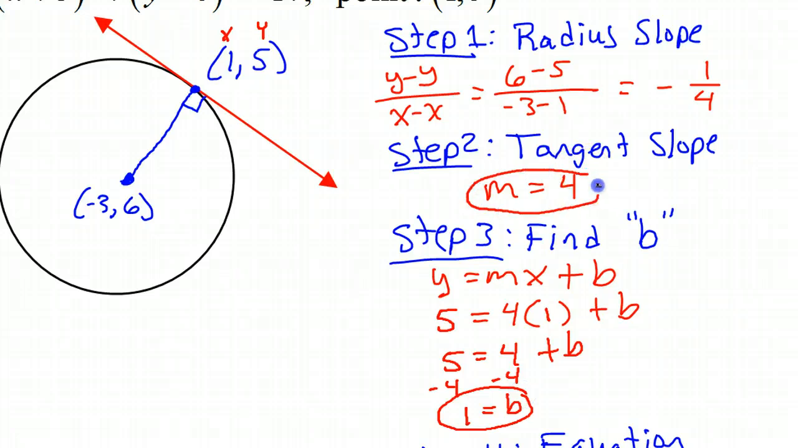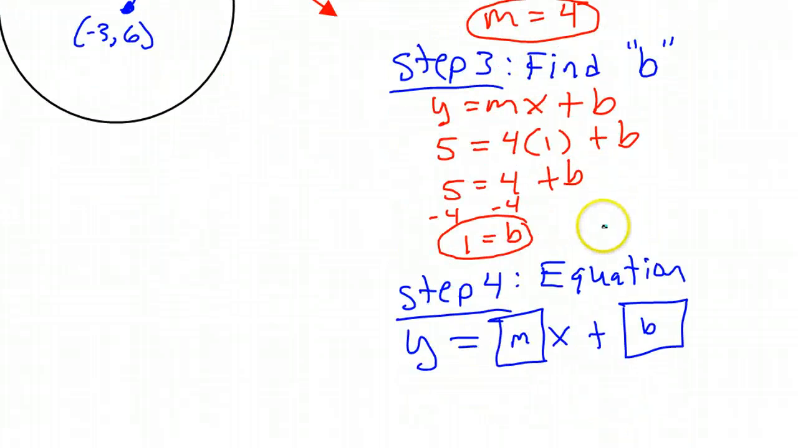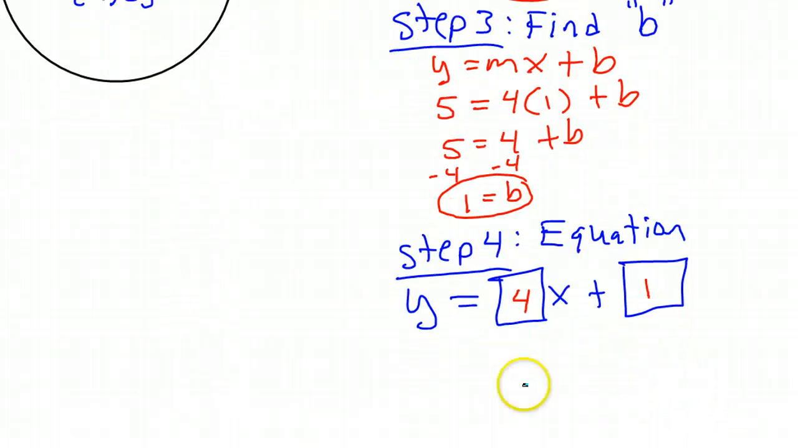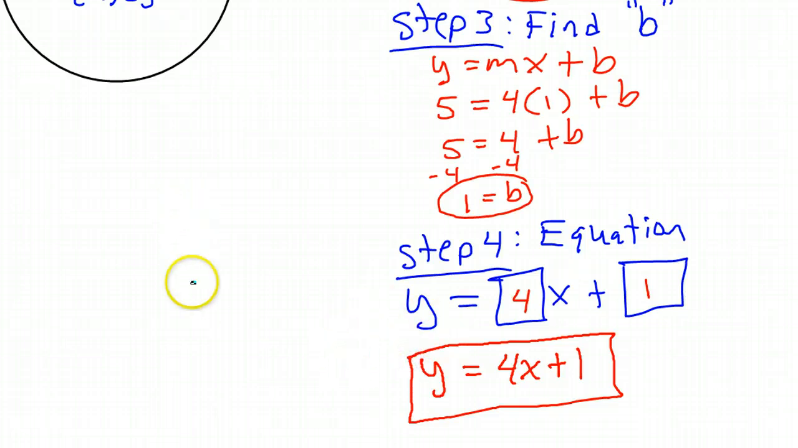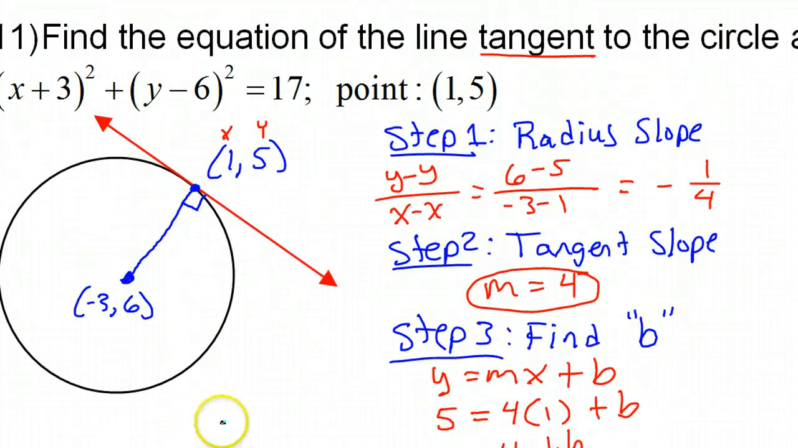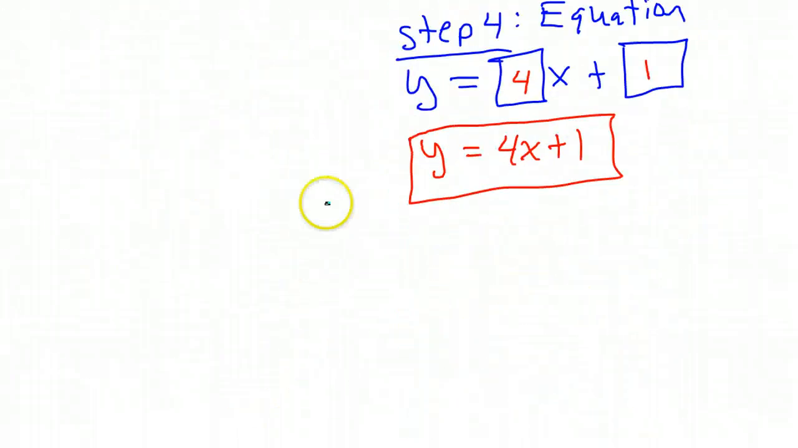Okay, so check it out. We have m and we have b. So the slope, we found the slope to be positive 4 and the y-intercept to be 1. So that's why the final answer is y equals 4x plus 1. Alright, we've done that many times. So I'm hoping you guys have finally mastered the whole tangent thing.